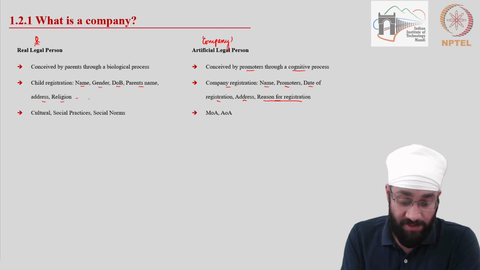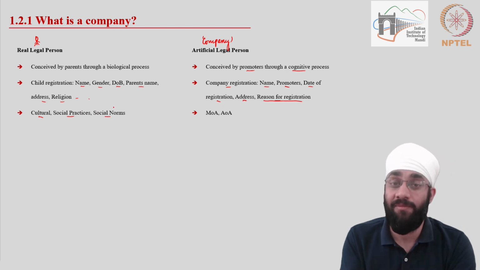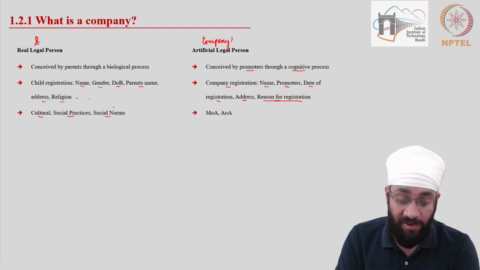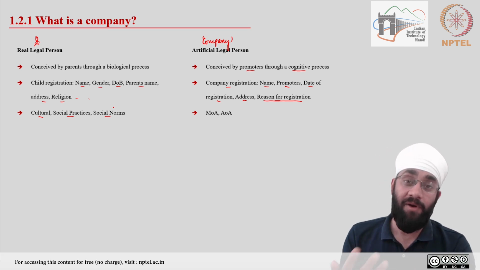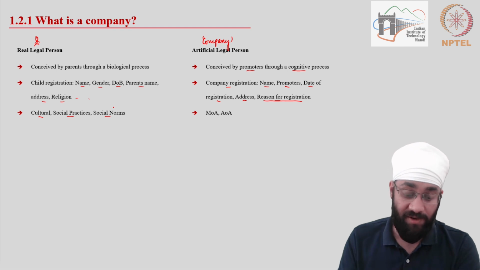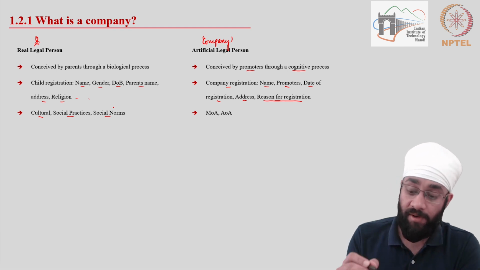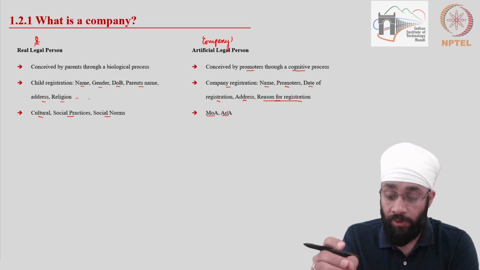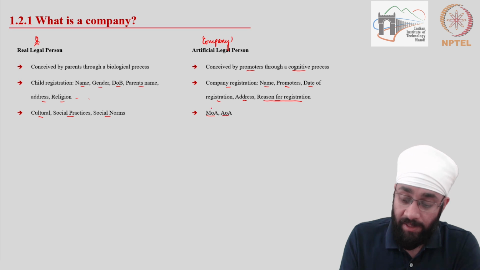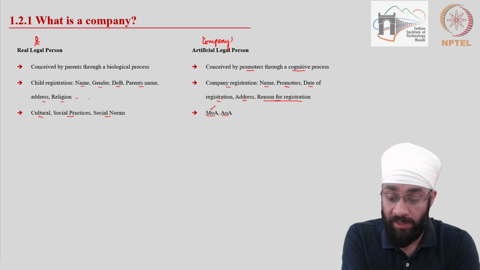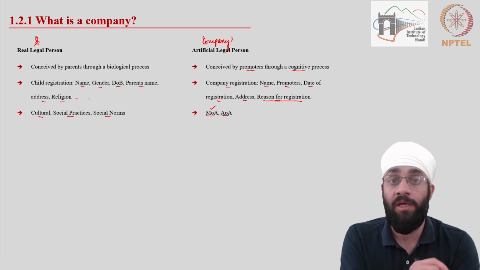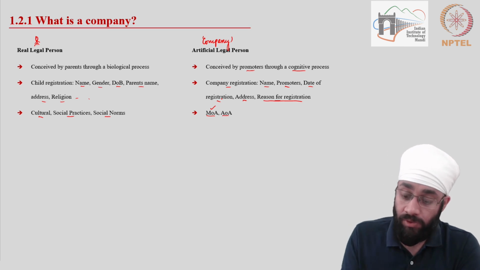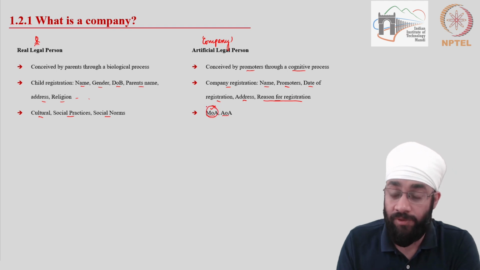Now, an individual, a real person, belongs to a culture, follows some social practices. There are certain social norms, ethics and morals which you are bound by. You may or may not follow them, but there is a stated or unstated code of conduct which you have. Similarly, for an artificial legal person, which is the company, you have a memorandum of association and articles of association. These are two detailed documents which tell anybody this is what the company is called, this is the objective of this company, these are the people who will run the company. All of that is in the memorandum of association.